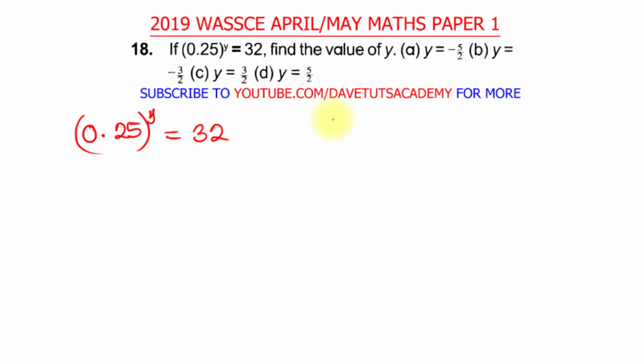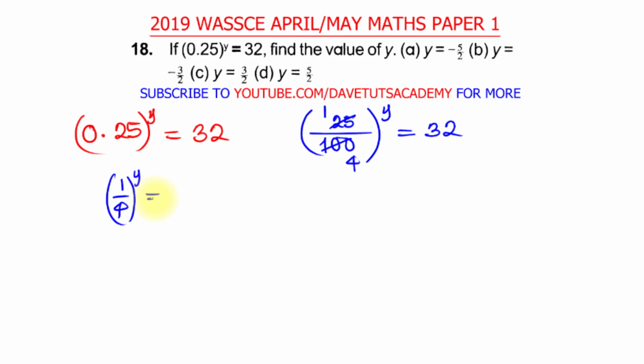And to do that, 0.25 will be 25 over 100, because we have two digits after the decimal place. That's why we are having multiples of 10 in two places. That's 100 right there at the denominator, because 25 over 100 will be 0.25. So that will be 25 over 100 raised to power y is the same as 32. But look at this, when you say 25 over 100, we can divide, because 25 can be used to divide 100 to give us 4. 25 can go in 100 in 4 places. So what we have eventually is 1 over 4 raised to power y is equal to 32.